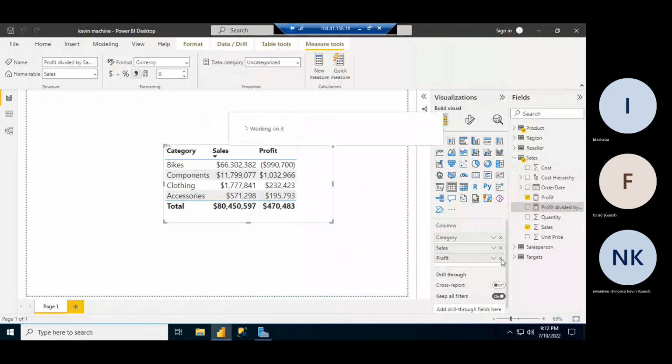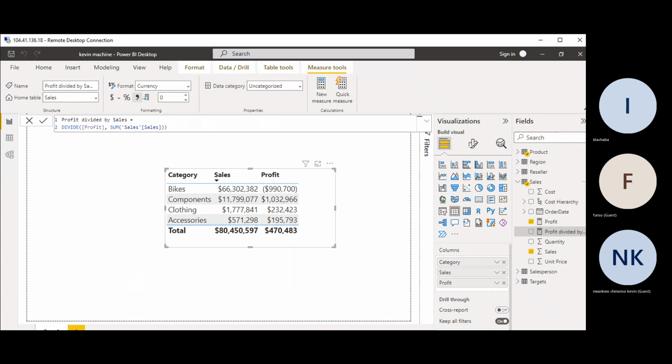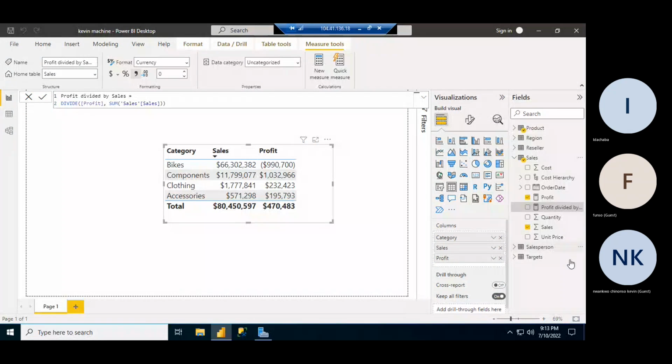So from here now, we can rename the measure as profit margin. We have what we call profit margin. So now we have what we call profit divided by sales. Okay, profit divided by sales. So you rename it as profit margin.